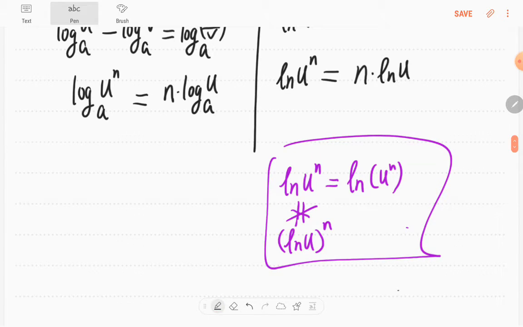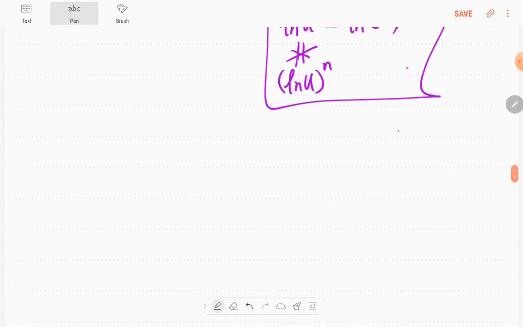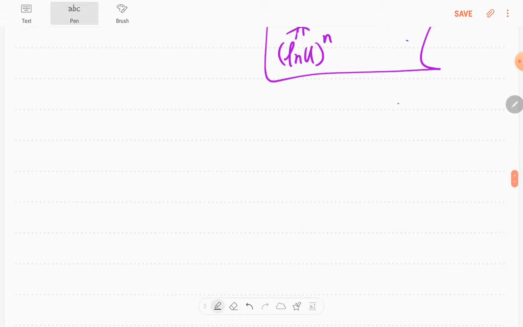Now we want to use these properties to do some calculation and simplification for the logarithms.